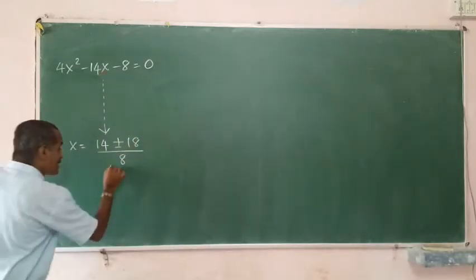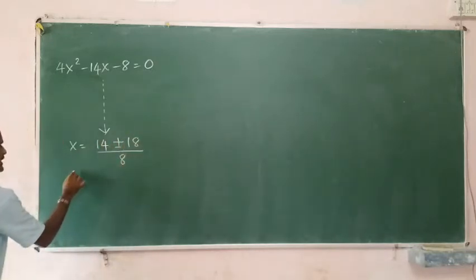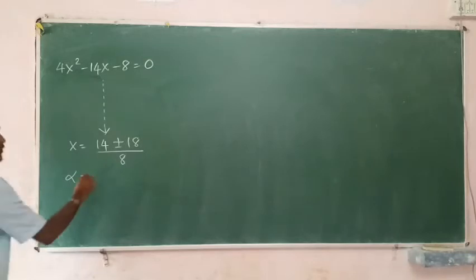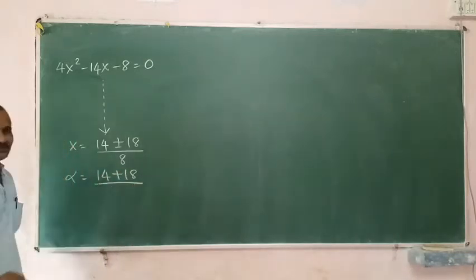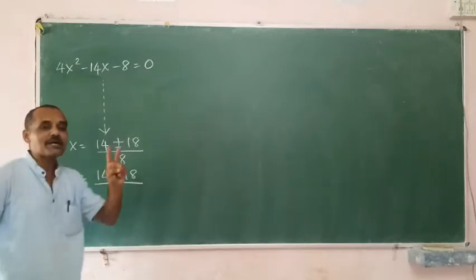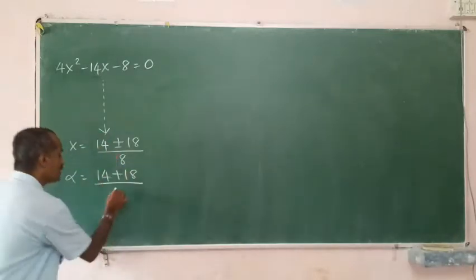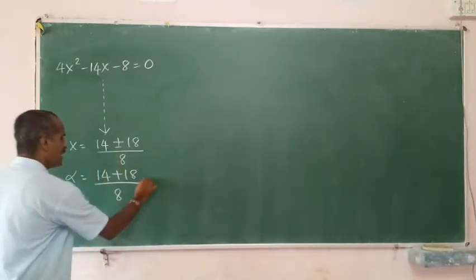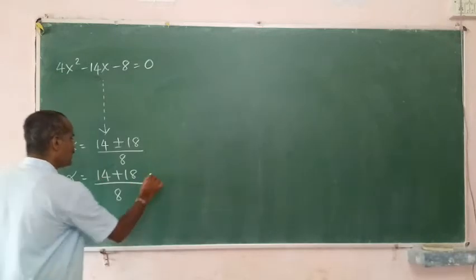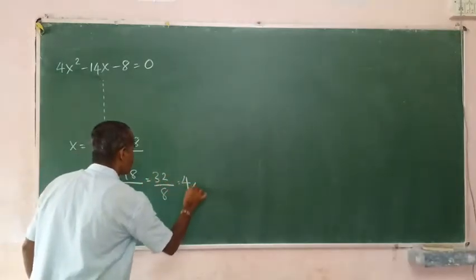Then when I am separating, I will take one plus, one minus. I can call it alpha is equal to 14 plus 18, and I divided it by 2. Since the numbers are even, I made a mistake, but it should be divided by 8. Not 2, it is 8. And it is 32 divided by 8, the answer is 4.